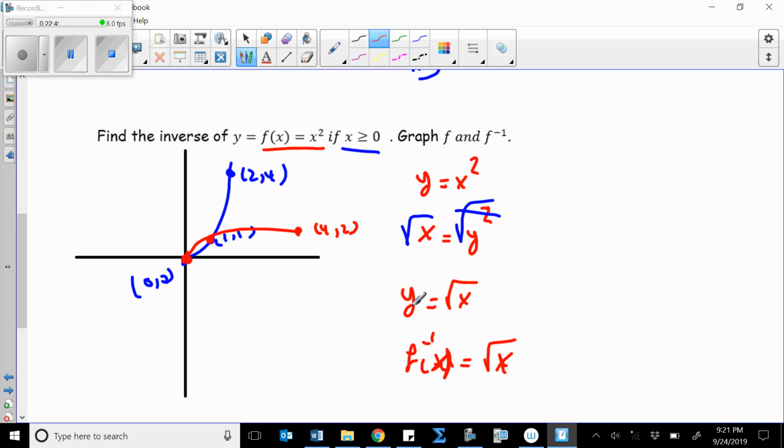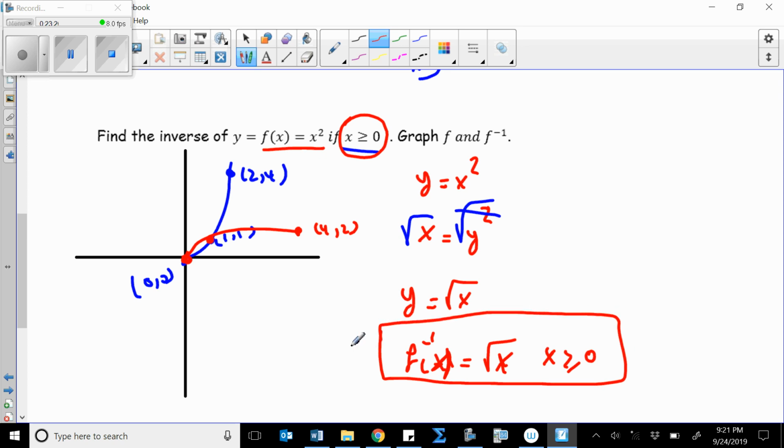So this is the algebraic form or equation of f negative 1, but we also need to consider the x greater than or equal to 0 that we have here. This is the limit or restriction of the domain of my function. So here on the original function we had only x greater than 0, and the same is for our inverse function. The inverse is also all the x values which are greater than or equal to 0. So this whole thing is the inverse of our function.